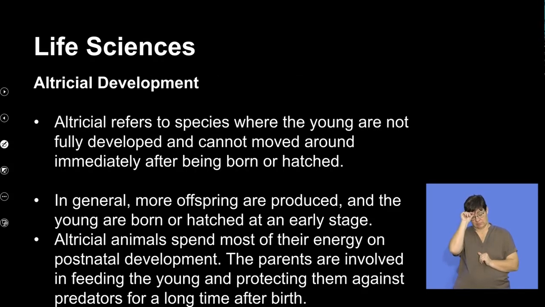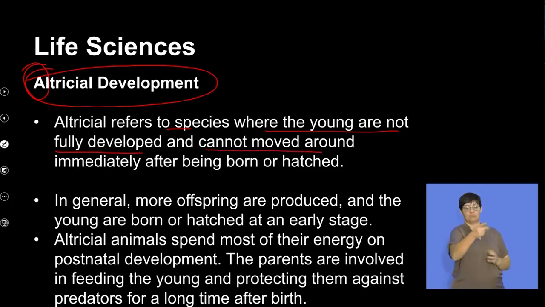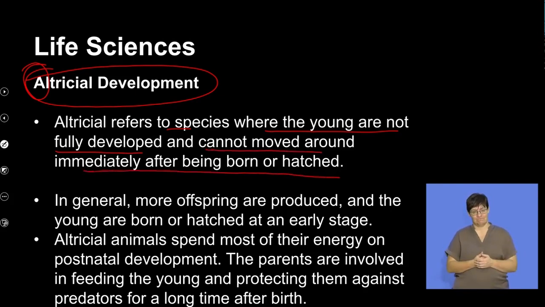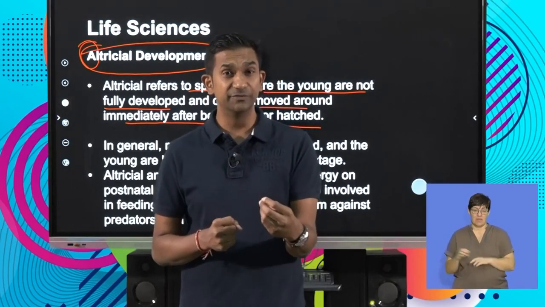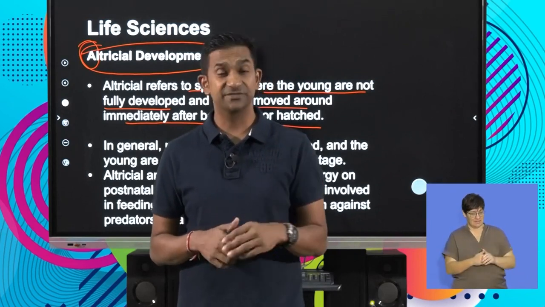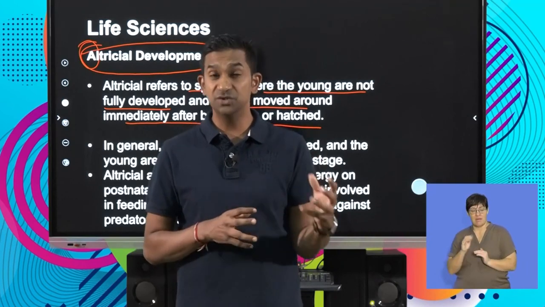Okay, let's move on to altricial development and focus on the word "al" meaning after, and I often refer to this where the species, in the species where the young are not fully developed and cannot move around immediately after being born or hatched. So there's a lot of development that happens after they are born. So they're born often with very limited movement or the ability to survive independently. And so lots of their development happens postnatal.